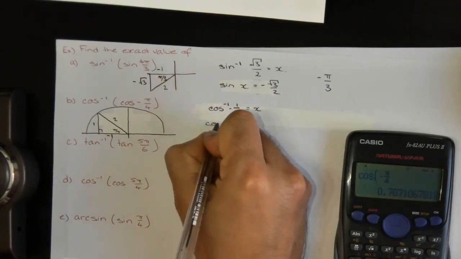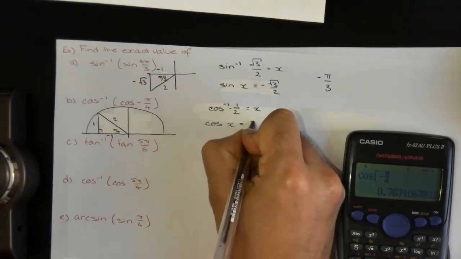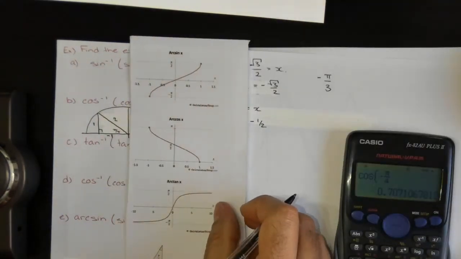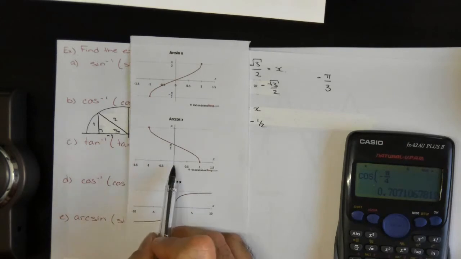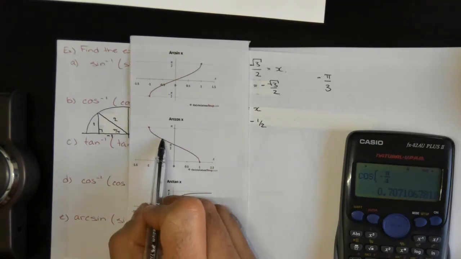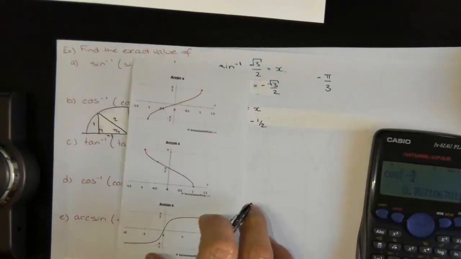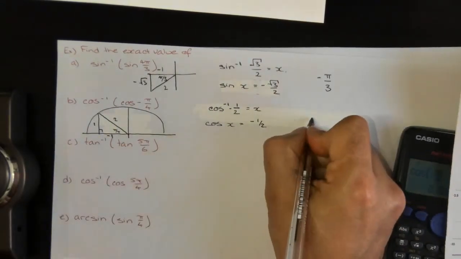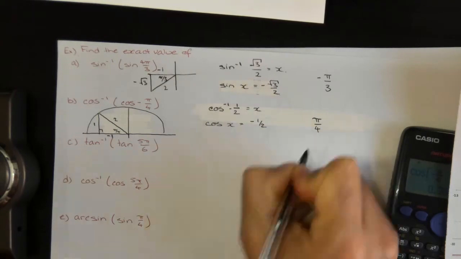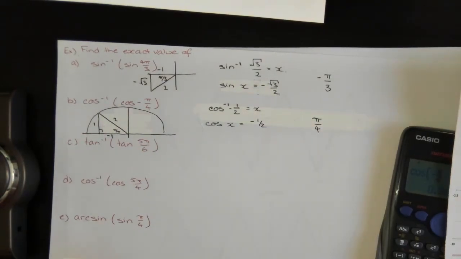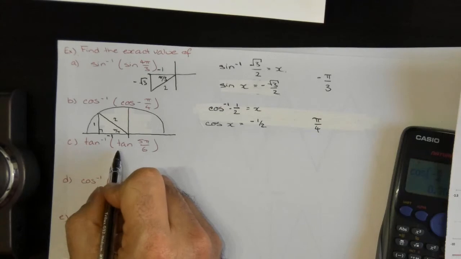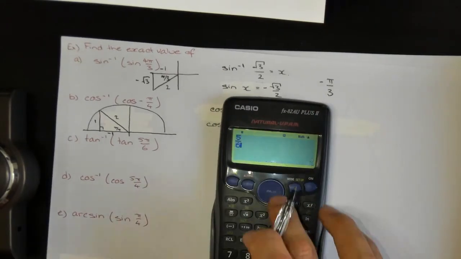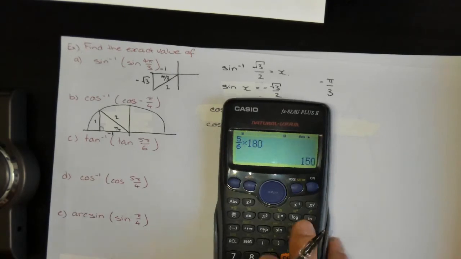So what is cos x of negative 1/2? Well, we can look at our graph. So negative a half works out to be somewhere here, which is technically, using still our exact triangles, 1 over 2 is pi on 4. Okay. So here we've got 5 pi over 6. So if we want to use degrees, we've got 150.